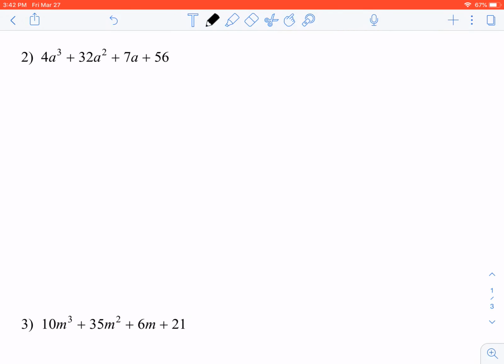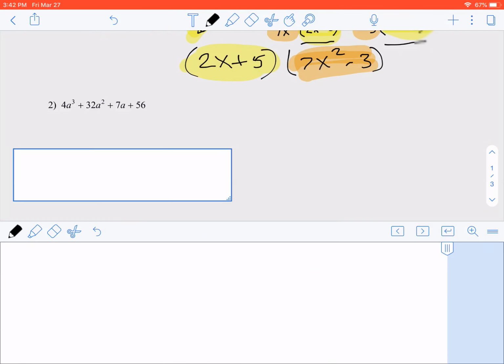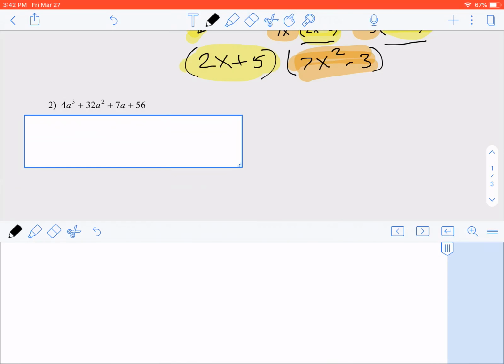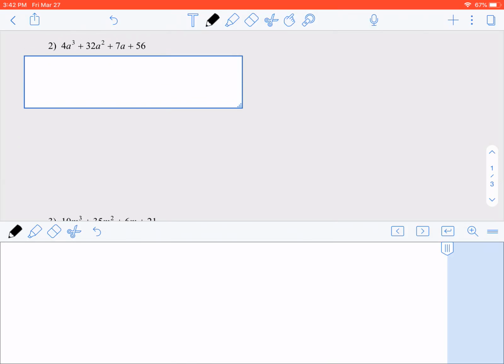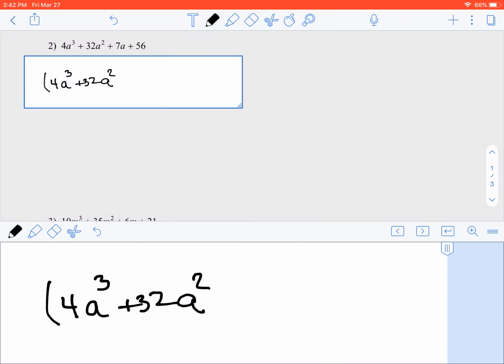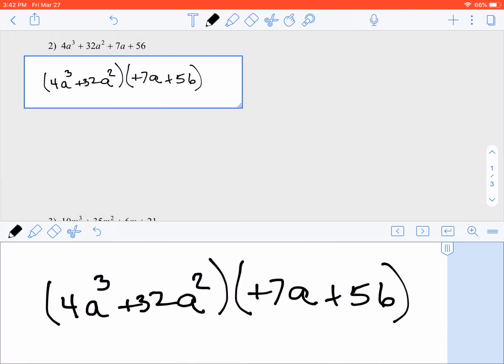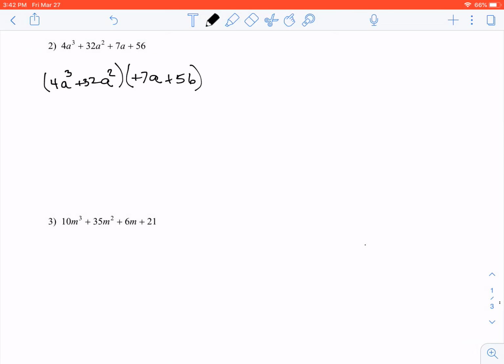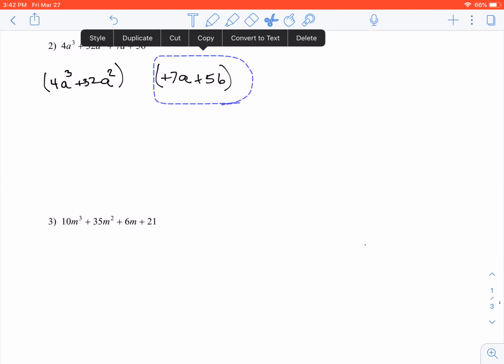So if we remember from last time, let me just put this right here, move the screen up. Okay, we're going to take our 4a cubed plus our 32a squared, and we're going to group that, and then we're going to group the plus 7a plus 56. And when we write this, we're going to write it with a little bit of space in between the two of them, so I can factor out that GCF.